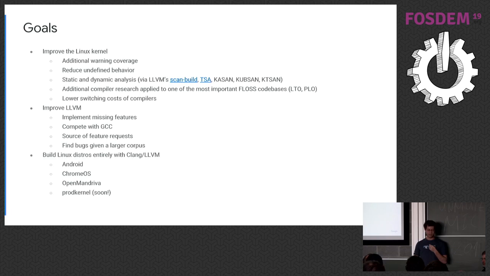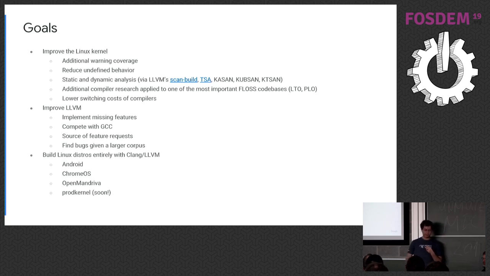For improving LLVM, we basically have a whole brand new customer to give us feature requests and help us figure out what features we're missing from either the C language standard or the various GNU extensions. We can't compete with GCC if we can't build the same code. So that's a non-starter. And finally, having more and more code to throw at your compiler helps you find more compiler bugs.